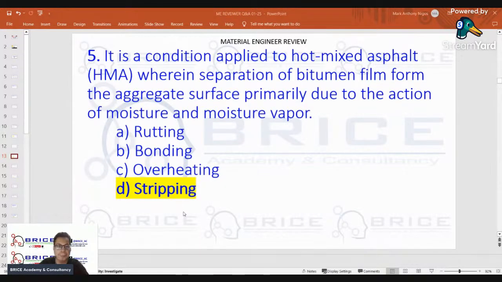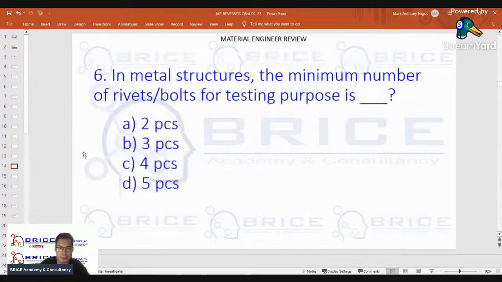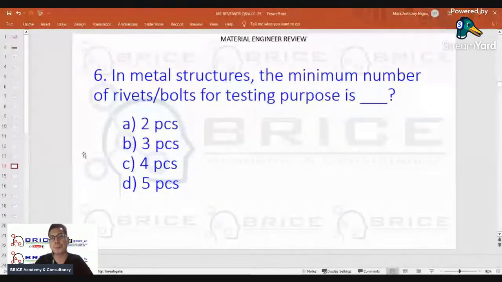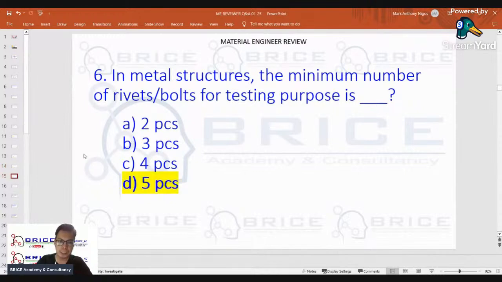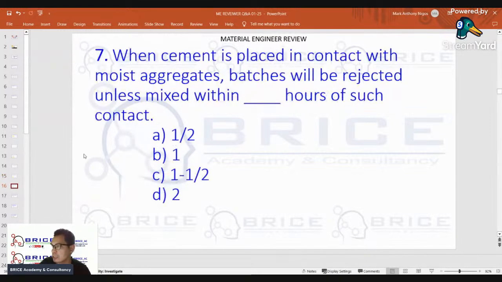Number 5. Sorry, we're at 6 pala. Number 6. In metal structures, the minimum number of rivets or bolts for testing purpose is blank. A, 2 pieces. B, 3 pieces. C, 4 pieces. And D, 5 pieces. The answer is 5 pieces. In metal structures, the minimum number of rivets or bolts for testing purpose is 5 pieces.